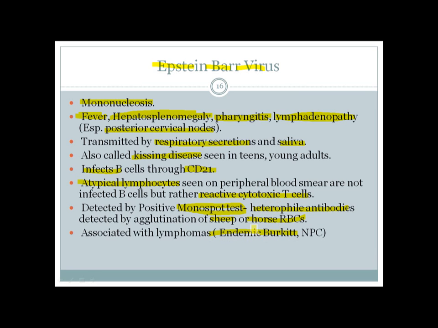And as you can remember, the non-endemic or sporadic Burkitt involves the abdominal regions, and the endemic Burkitt actually involves your jaw. So that's a very important difference. And also it can cause nasopharyngeal carcinoma, especially in patients of Chinese ancestry.